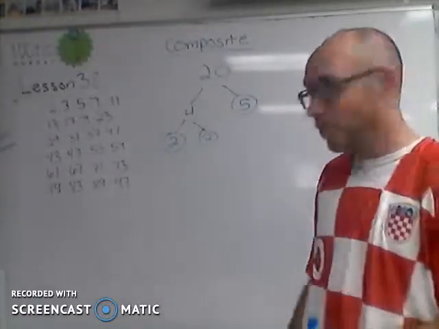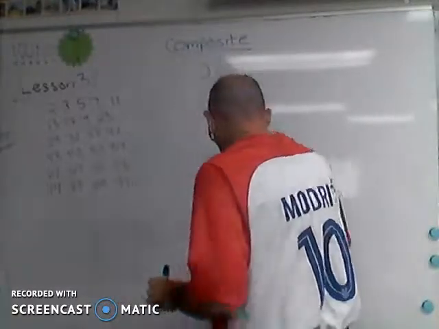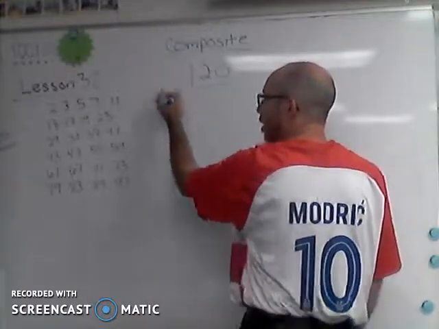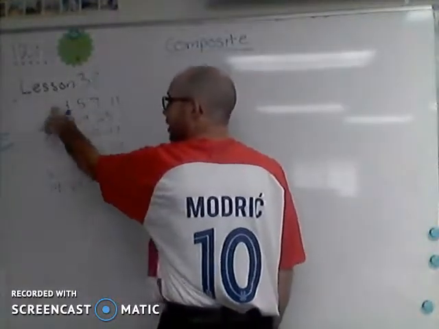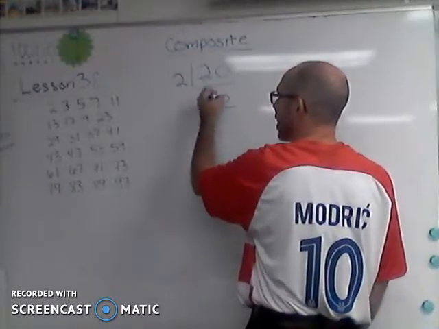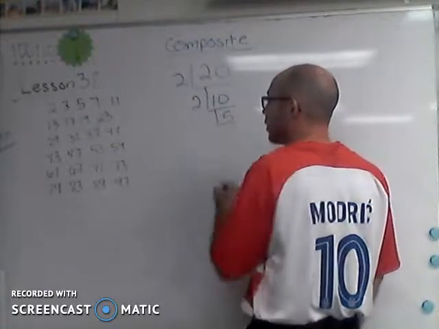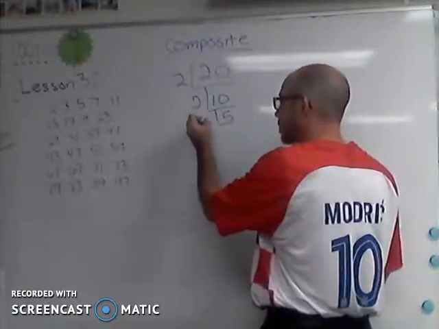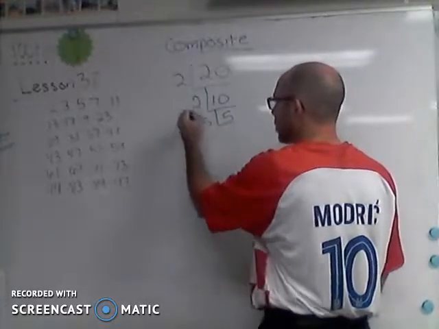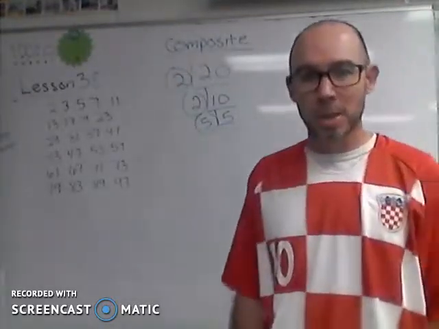So maybe you've done that before. I kind of like the tree method, but there's another one called the ladder method, where you're doing division, kind of like upside down division. You'd say the number is definitely divisible by 2. If I divide 20 by 2, I get 10. And 10 is divisible by 2 as well. When I do that, I get 5. And 5 is not divisible by anything except 5 and 1, so I'm going to leave that 1 off. 20 is not a prime number, but 2 times 2 times 5 happens to be.